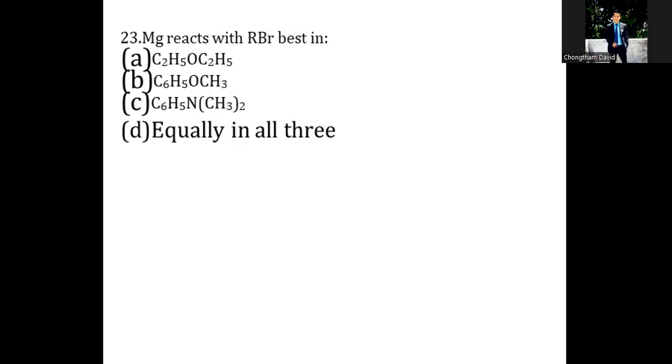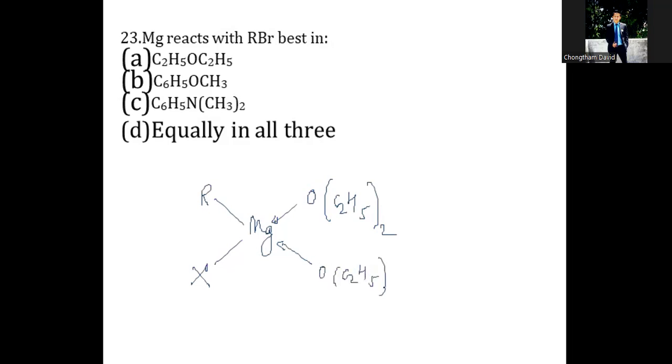So if you would like me to draw the structure of this compound, it will be like this. RMgX, coordination bond, diethyl ether, (C2H5)2O. So for question number 23, option A is the correct answer.